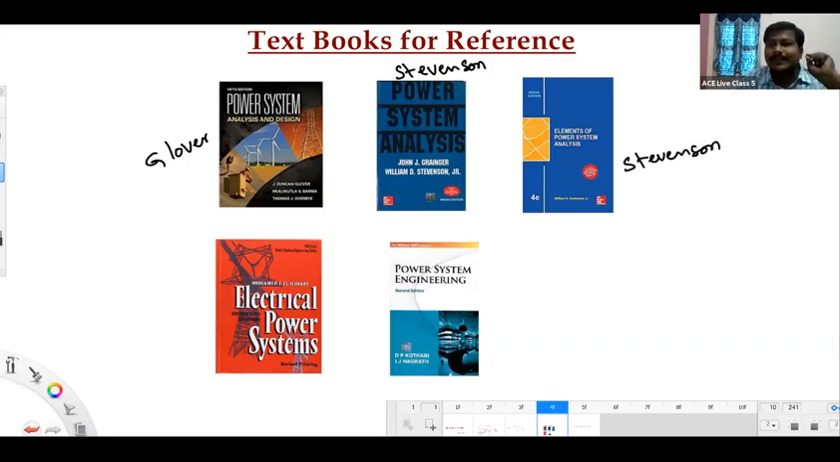Okay, and the next one is Electrical Power Systems, by Professor Hawari. And next one is Power System Engineering by Nagrath Kothari. Other than these, we can find many textbooks in the market like Electrical Power Systems by C.L. Wadhwa, or Electrical Power by J.B. Gupta. Like that, you can find many textbooks.